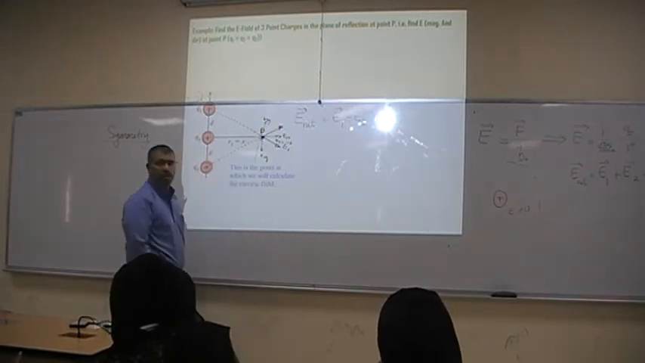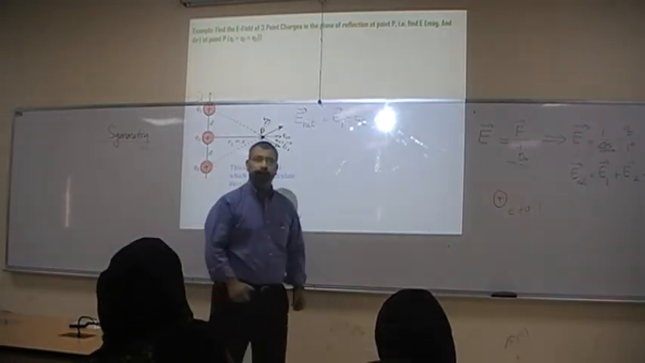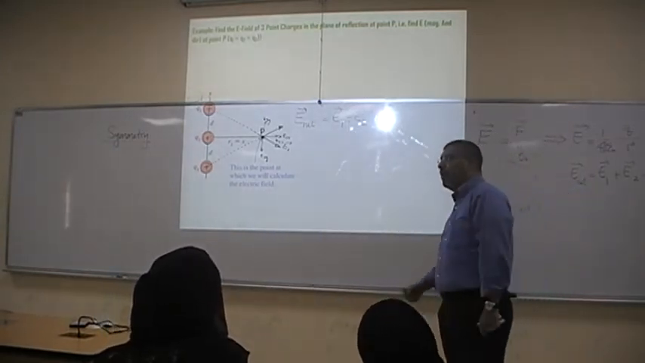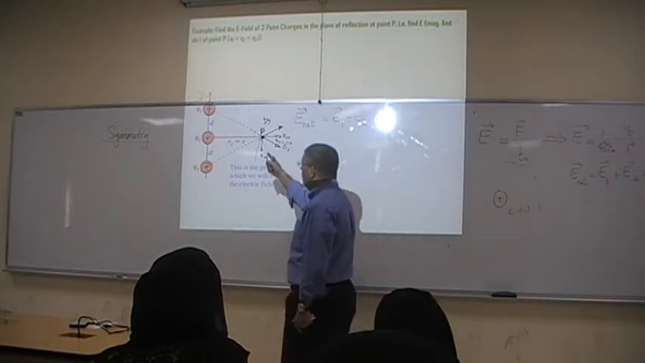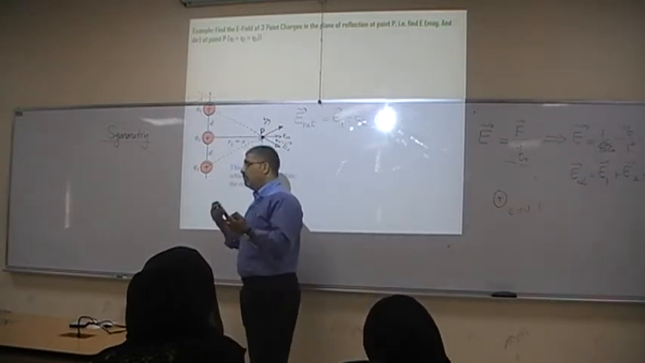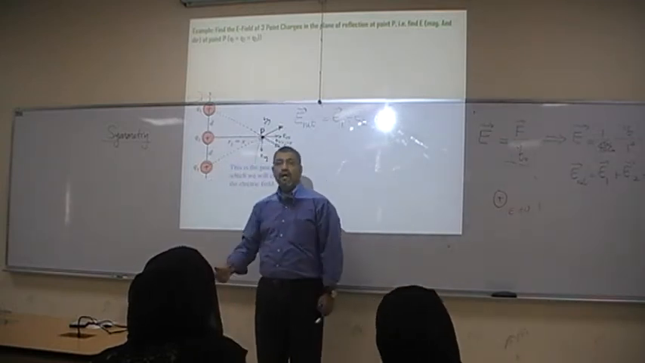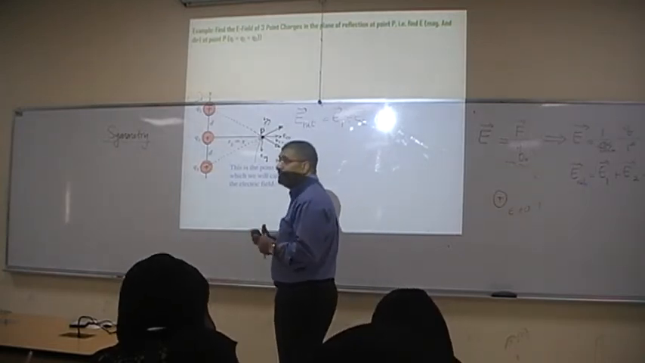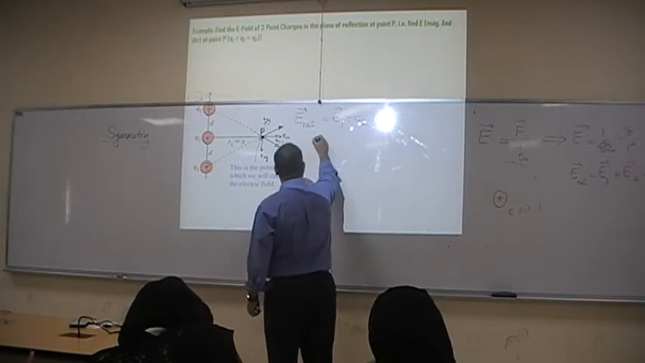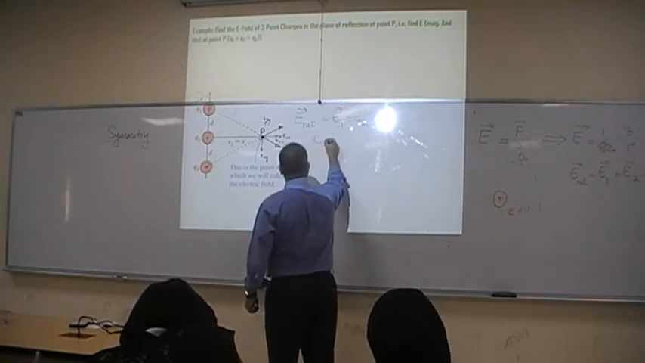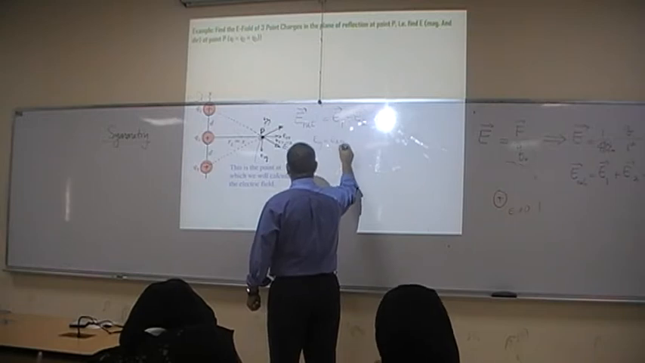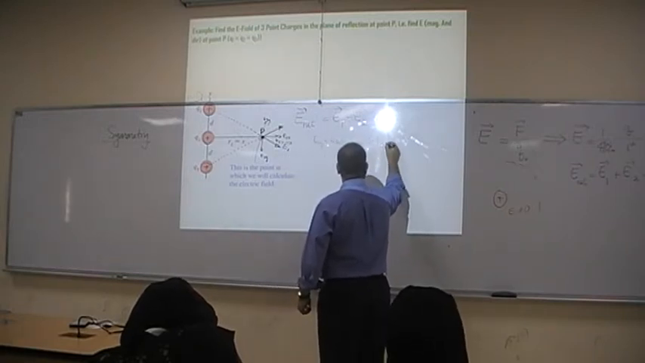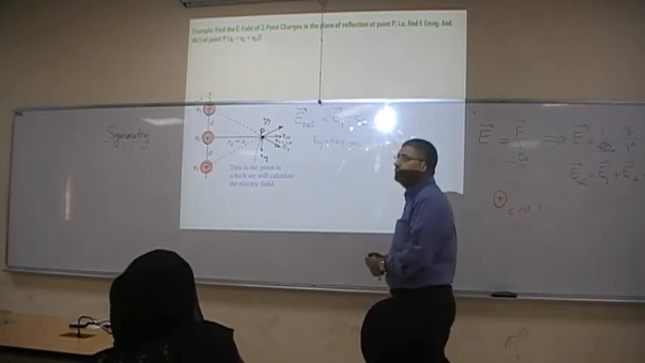What do you see immediately? Symmetry. What's the symmetry you already see here? The Y components of the electric field due to charge 1 and due to charge 3, what are they going to do? Cancel. So that saves you a lot of time. In an exam or quiz situation, you say E1Y is equal to E3Y. Therefore, the sum of the fields along Y is equal to 0.